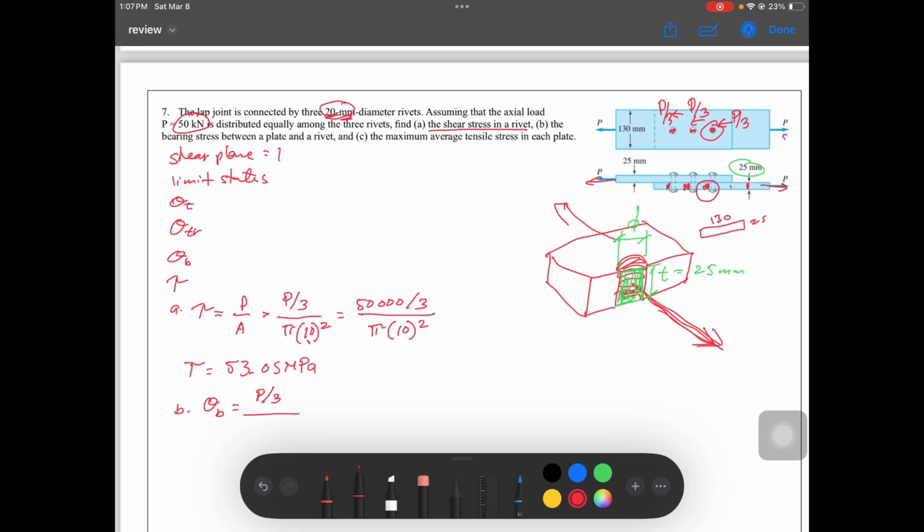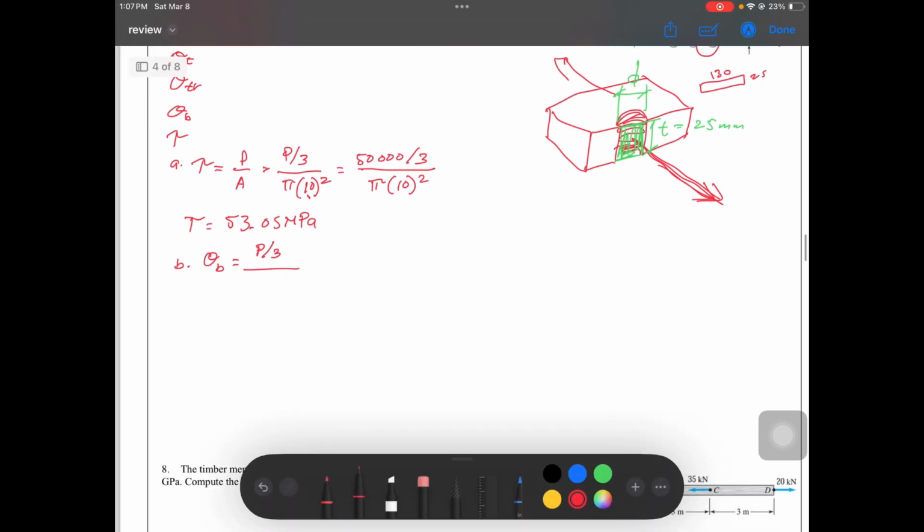So, substitute natin sa baba. Area natin is D. We have D, it is 20 mm. And then T is 25 mm. So, our P, substitute natin yung P. 50,000 divided by 3, 20, 25. So, our bearing stress is equal to 33.33 MPa.